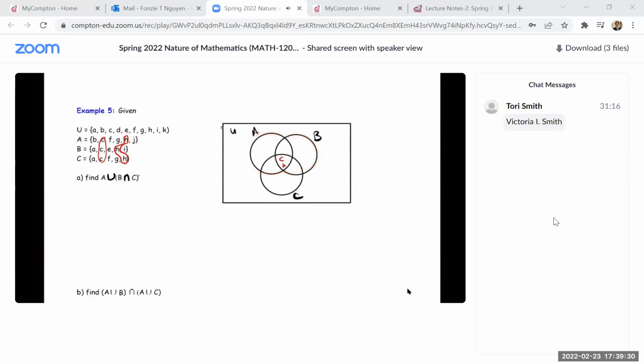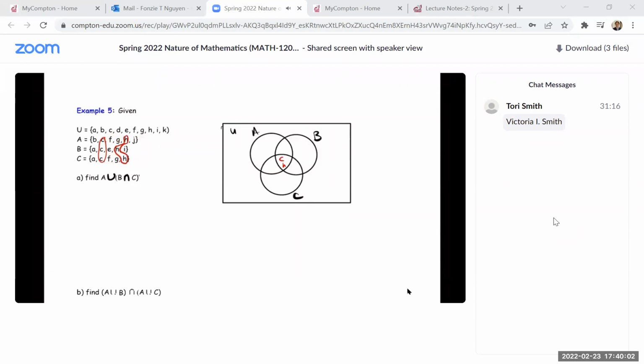What do A and B have in common? Anything else? No, just that. Okay. What about A and C? Do they have anything else in common? Yes, A and C have F in common, and G. All right, so F and G should go here, in the little open space, because that's the overlap between A and C.